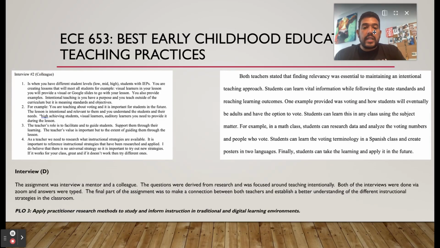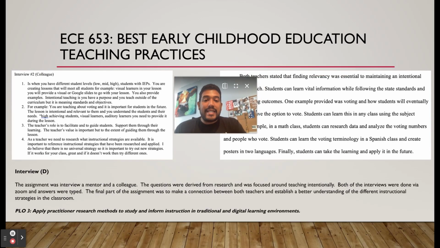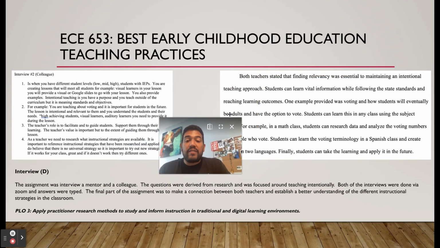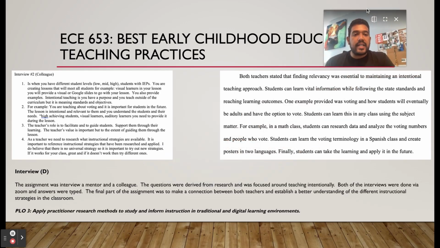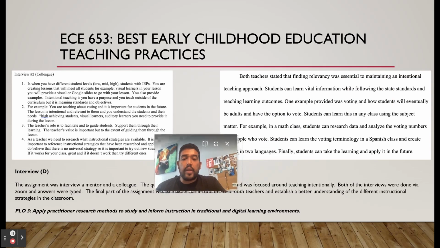This is a class that was a lot different for me because this is the ECE 653, which is the best early childhood education teaching practices. And as a secondary teacher, I did have some experience with elementary schools, but not as much as I would like. I do have an elementary student at my home, my son, and so I do like to see some of these strategies and see how they are being used.